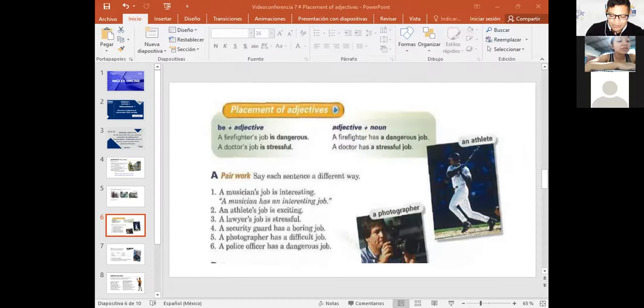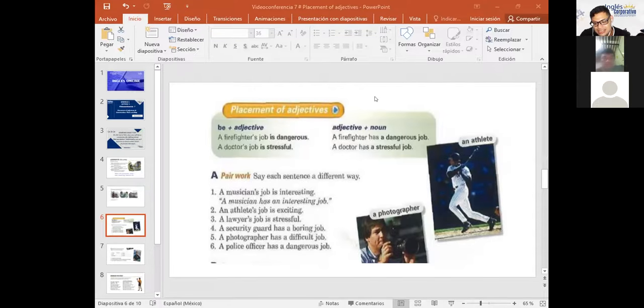A pilot's job. El trabajo de un piloto es, a pilot's job is... Tired. Dangerous. And exciting? No sé. Okay. A pilot's job is dangerous. En este caso, pues también vemos ahí el ejemplo. Y tenemos el adjetivo cuando usamos el adjetivo más un sustantivo.